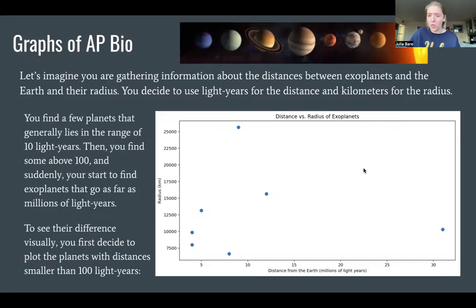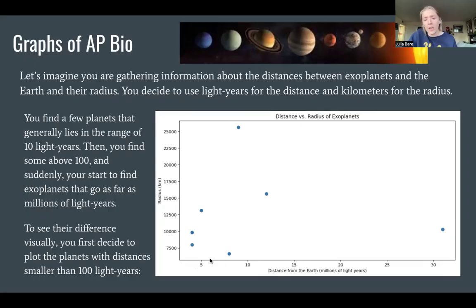Now, everything that we've gone over so far has very likely been review for you from other classes. What we're going to talk about now is something that you may not have seen in other classes. So let's take a look at an example, okay? Let's say that you are gathering information about the distances between exoplanets and Earth and then their radius. And then you decide to use light years for distance and kilometers for the radius. This is the graph that you've created, okay? Distance versus the radius of exoplanets.